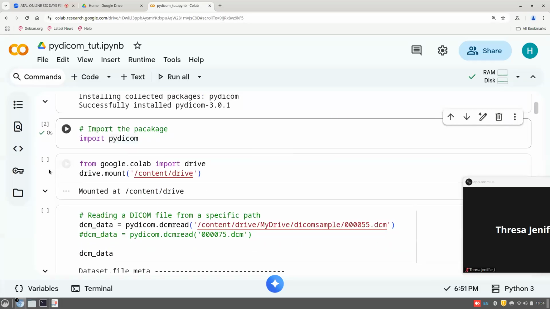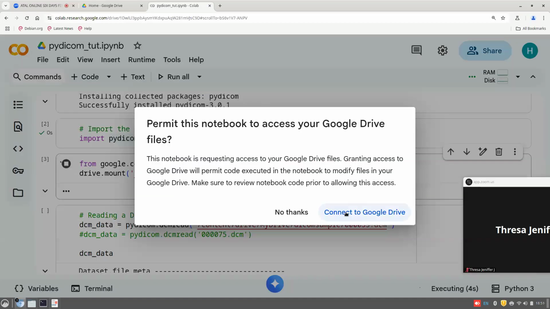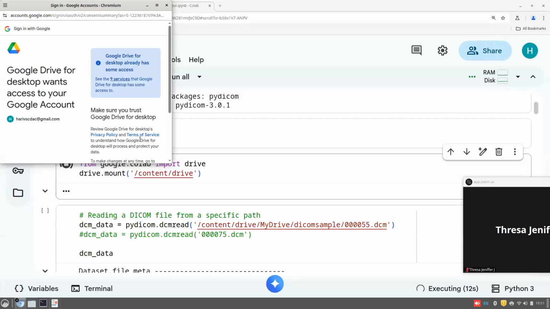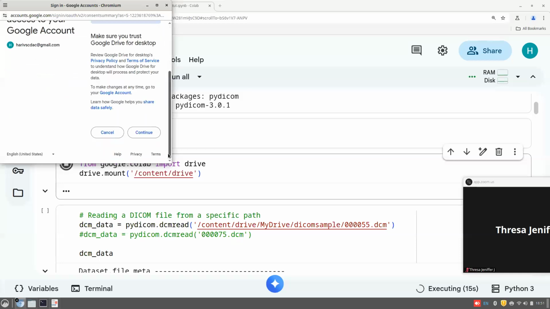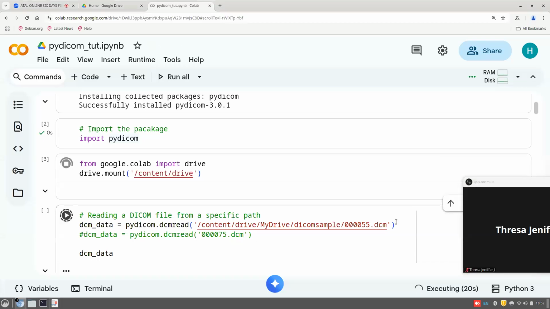So I have my DICOM image files in my Google Drive. That's why it's asking me permission to connect to the Google Drive. Once I connect to the Google Drive, I can read the DICOM image. So here my DICOM image is present inside my drive's DICOM sample folder. Inside that there is a 0000055.dcm DICOM file, and this will be in DICOM format.